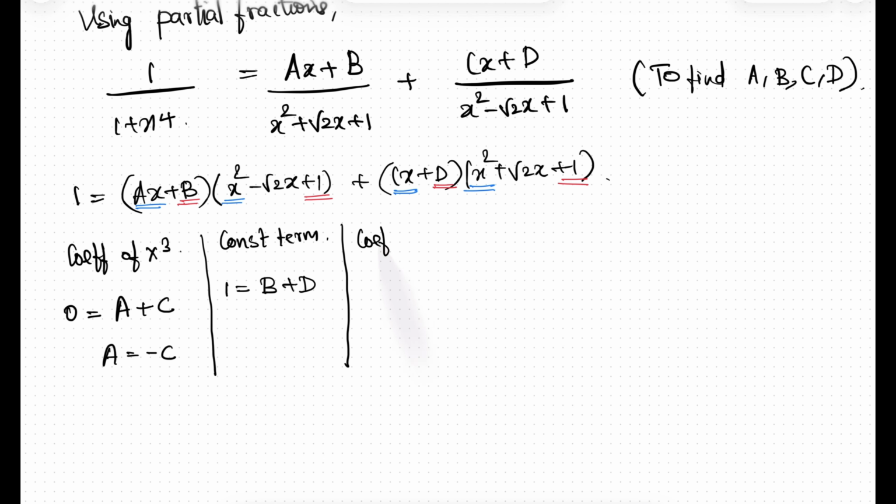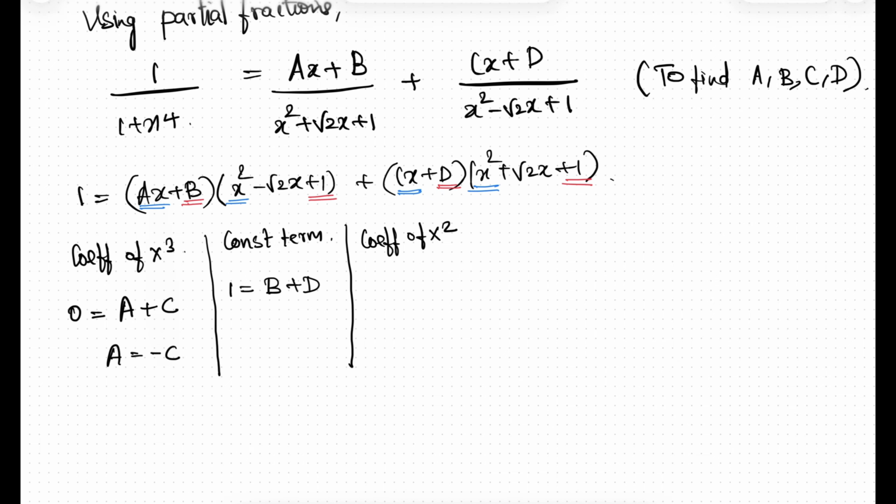Now let me compare the coefficient of x square. So here you are having ax. Your ax has to get multiplied with another x term in order to get an x square term. Alright. So here you are going to get minus root 2a. Similarly, when your constant term b gets multiplied with x square, you will be having your x square term. So minus root 2a plus b. And for your second expression, when cx gets multiplied with root 2x, you will be getting your x square term. So root 2c, and when your d gets multiplied with your x square term, you will be getting plus d. So plus d is equal to, on your left hand side you don't have any x square term, so you will be having 0 over here. So let me club the root 2's together.